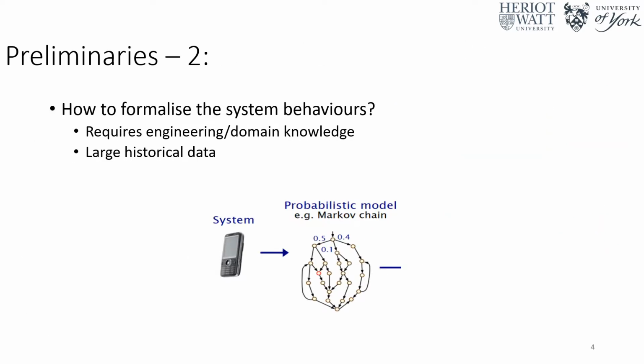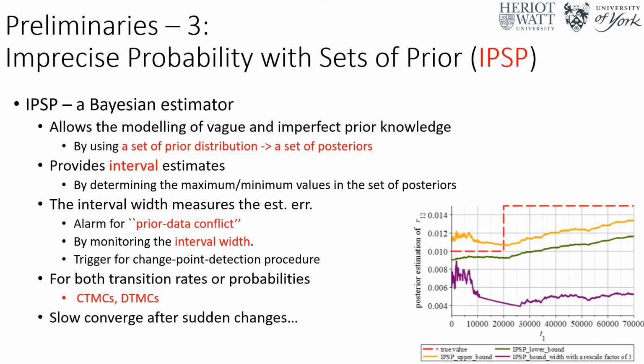Now the question is how to formalize the system behavior. Is your formal model accurately reflecting the real world? To answer that, in our previous work, we proposed a new Bayesian estimator using imprecise probability with sets of priors, and we say IPSP for short. IPSP allows the modeling of vague and imperfect knowledge. Essentially, instead of assuming a single prior distribution, IPSP uses a set of priors. Therefore, it gives a set of posteriors, and from that set of posteriors, we may determine the maximum and minimum values that give us interval estimates.